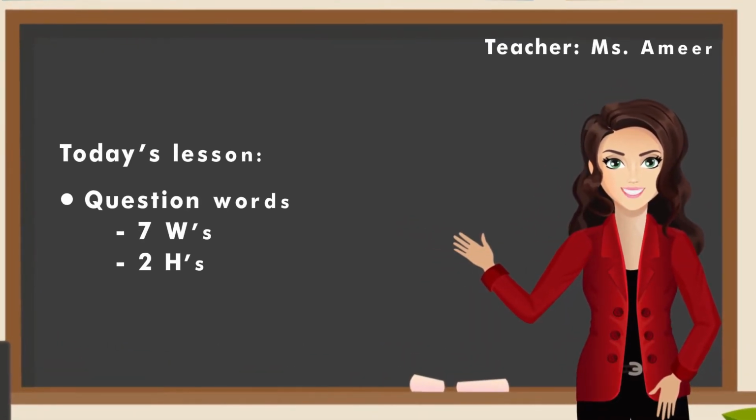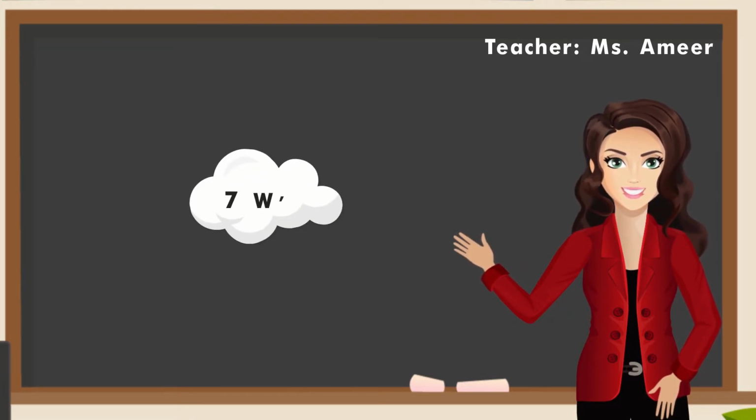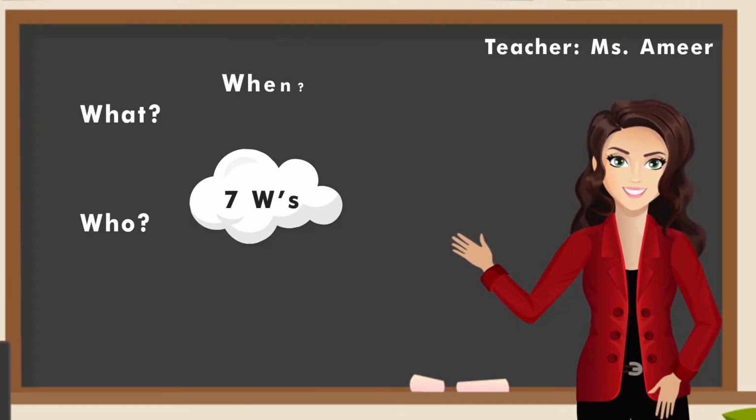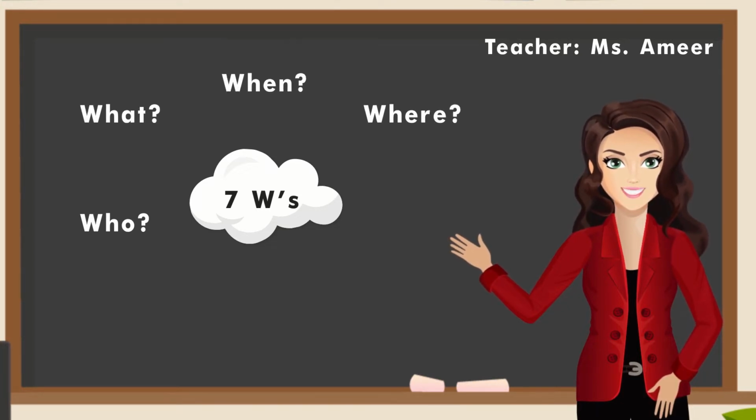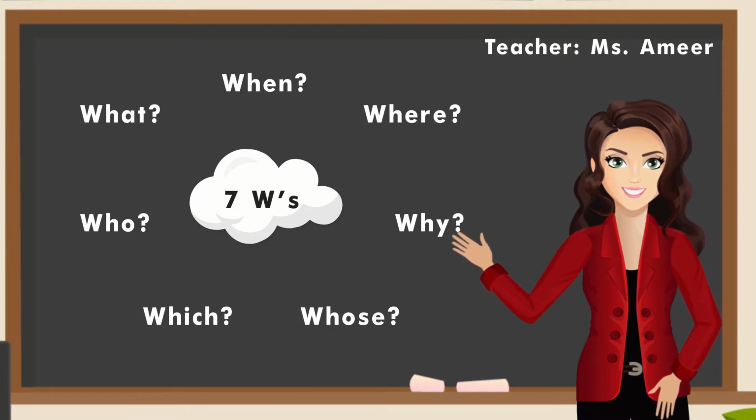Today's lesson is all about question words. We will look at 7 W's and 2 H's. Let's begin. 7 question words that begin with a W are who, what, when, where, why, whose, and which. How do we use these words? Let's have a look.